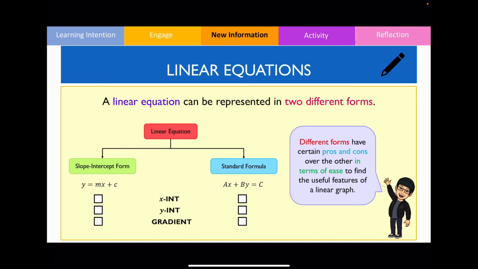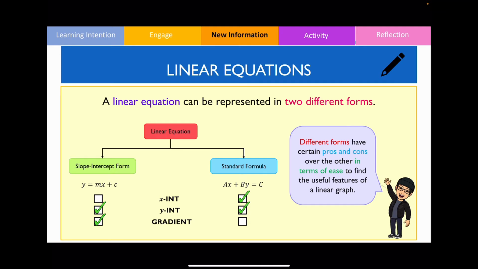So for one of the linear equations, it could easily allow you to find certain features than the other. For the slope-intercept form, we could easily identify the y-intercept and the gradient, whereas for the standard form, we're able to easily find the x-intercept and the y-intercept.